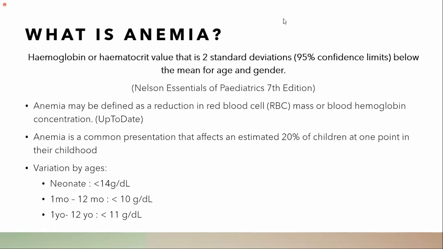So this is the summary of hemoglobin level. I take it from Sunflower. For neonates, we can consider anemic when the hemoglobin falls below 14 gram per deciliter. For infants, 1 month to 12 months old, the hemoglobin level is slightly lower. So we take it as anemic when it falls below 10. And for more than 1 year to 12 years old, anemia is considered when the hemoglobin falls below 11.